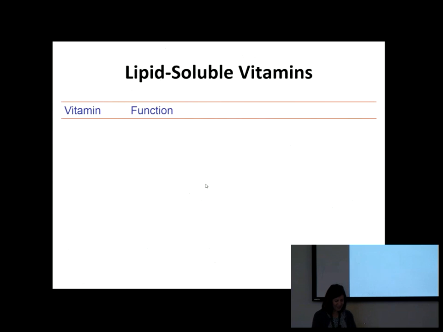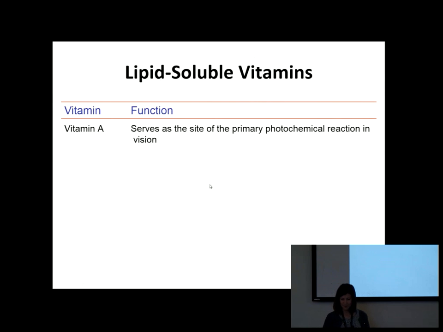All right, vitamins. You are not going to get them from GNC. You're going to get them from your food. All right, let's all eat. Good. So here we have lipid-soluble ones. We're going to talk about them now because we're talking about lipids. We have our vitamin A. Of course, we all know that helps your eyes.